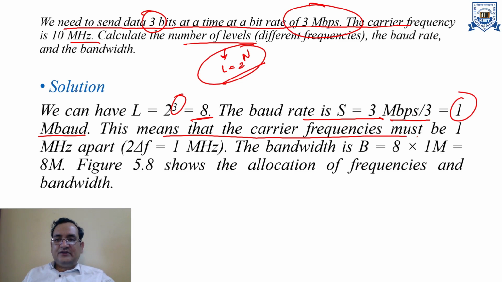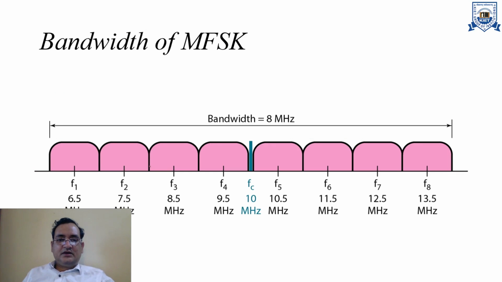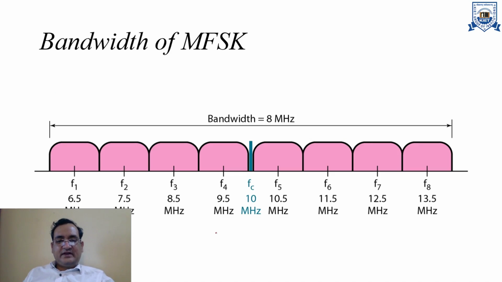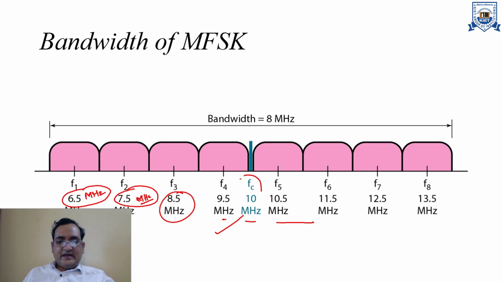This means that the carrier frequencies must be 1 MHz apart, that is 2 delta f, right? So the bandwidth B is equal to 8 times 1, which is 8 MHz. This figure shows the allocation of frequencies and the bandwidth. These are the megahertz values, which are actually hidden in my picture. So this is 6.5 megahertz, 7.5 megahertz, 8.5 megahertz, and so on. These are the actual carrier frequencies, and the total bandwidth is 8 megahertz.